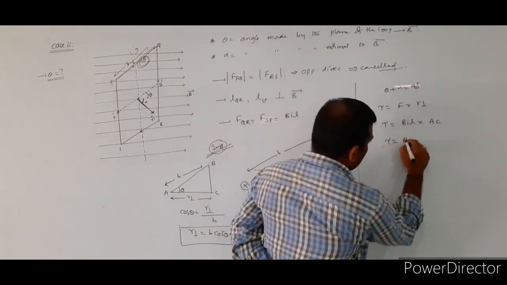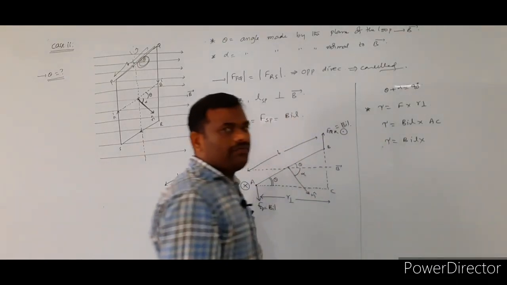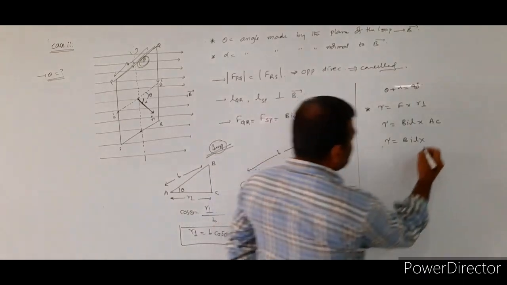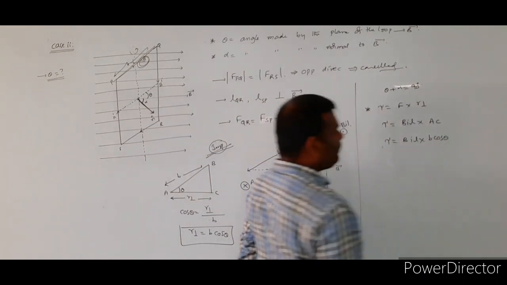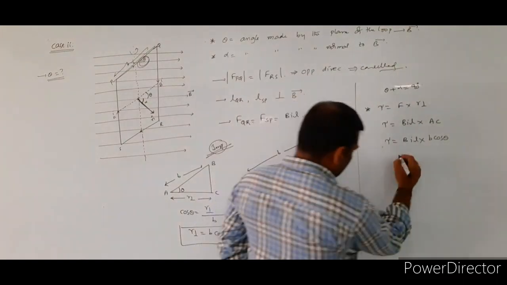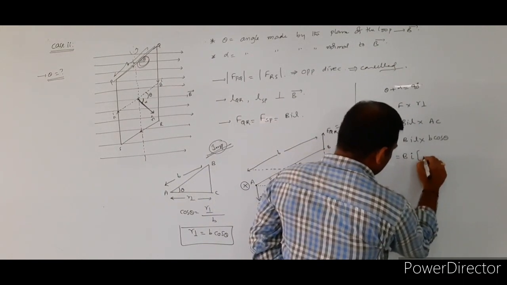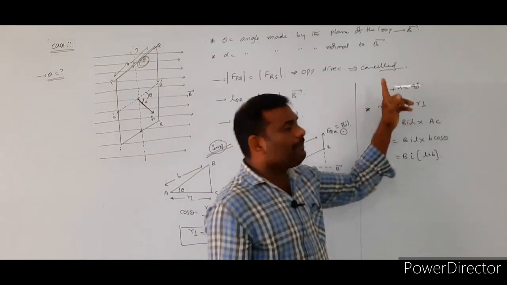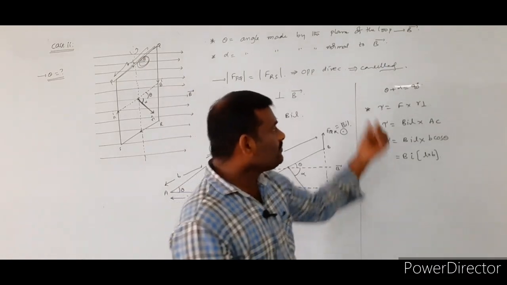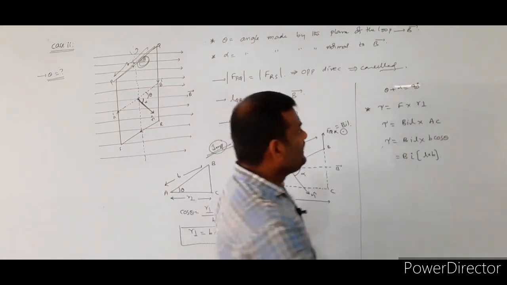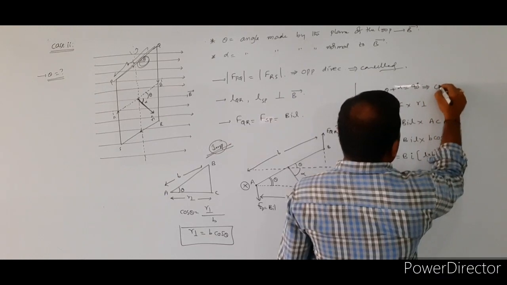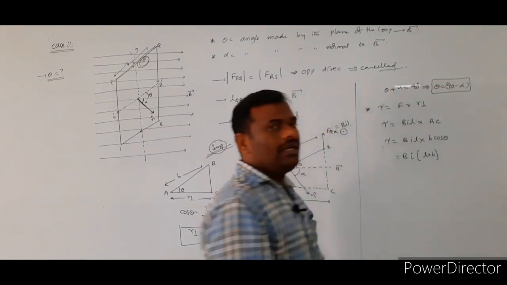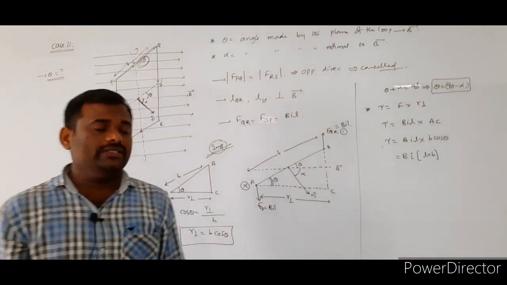Tau is equal to BIL times R perpendicular. R perpendicular means B cos theta. So this value is equal to B cos theta. Now here B into I into L into B. So here theta plus alpha is equal to what we wrote here? Theta plus alpha is equal to 90. Theta plus alpha is equal to 90 means theta value is equal to 90 minus alpha.